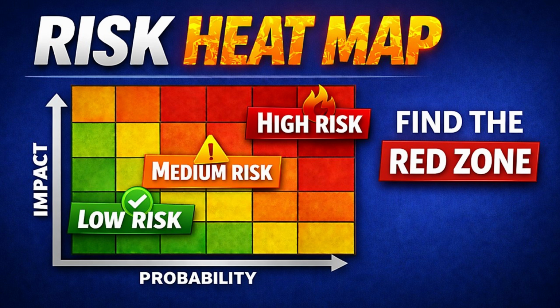How do we read this? Here's the key. The heat map is not a report, it's a priority engine. A red risk is not something scary. It's a risk that must have an owner, a response plan, a trigger, and a next action with a date. We'll build it fast in 5 steps.